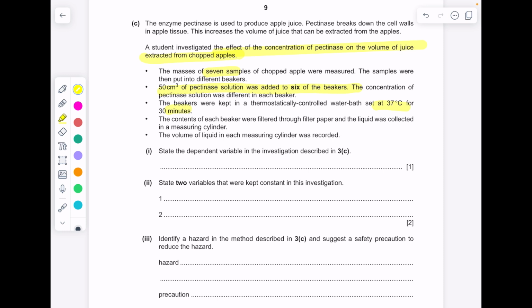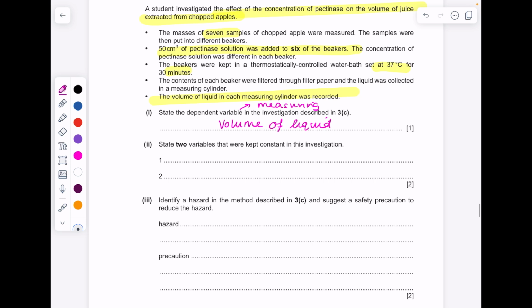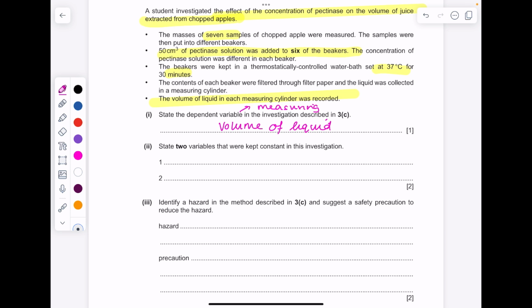State the dependent variable. So this is what we're measuring. So we can see that it's that final bullet point here. It's the volume of liquid. State two variables that were kept constant. The volume of pectinase solution we can see was 50 centimetres cubed each time. And we can also see that the temperature was maintained at 37 degrees.